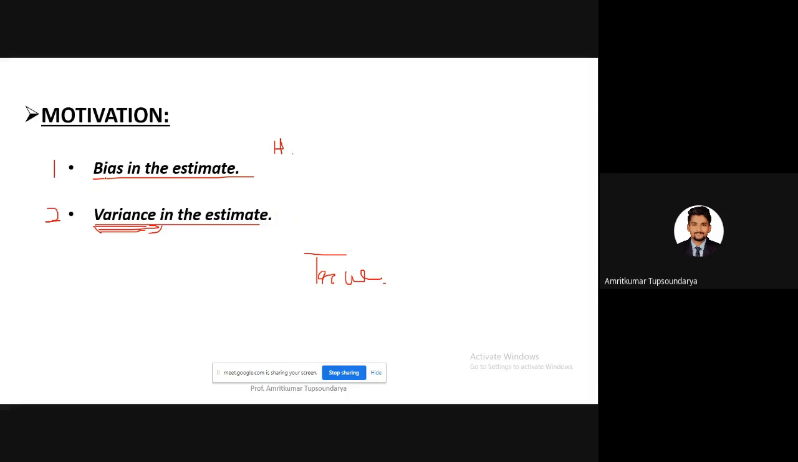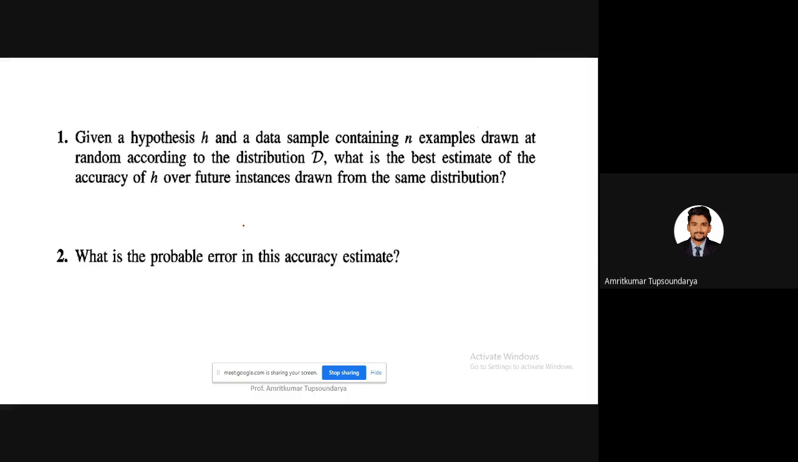First one being, of course, the bias in the estimate. Second is the variance in the estimate. So what are we looking forward to here? We are interested in these two questions. We need to answer these two questions here. What are these two questions that we are interested in?